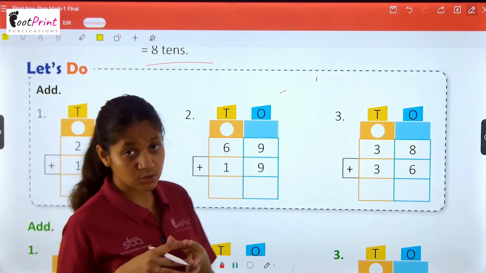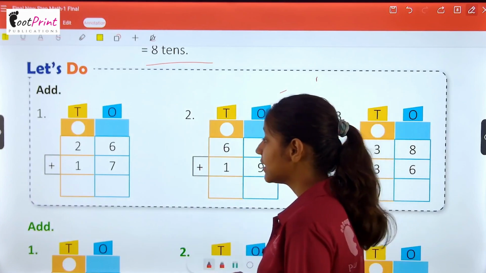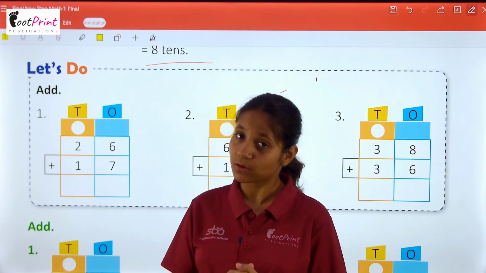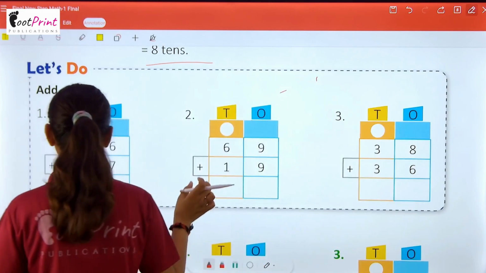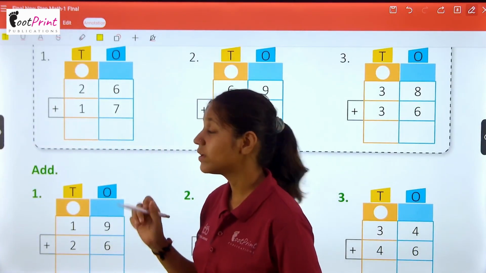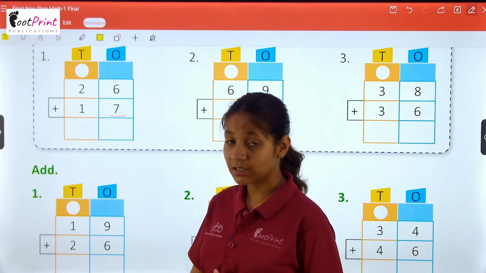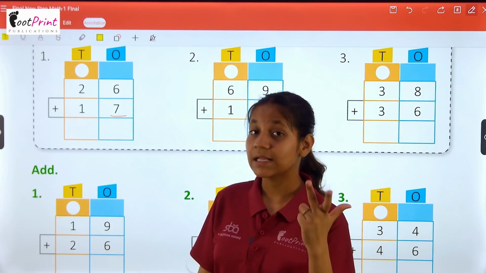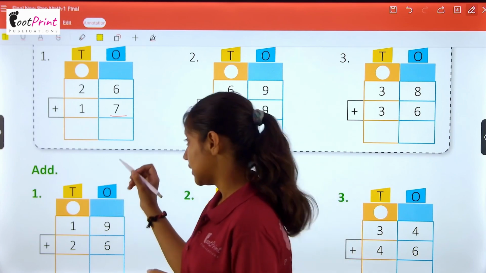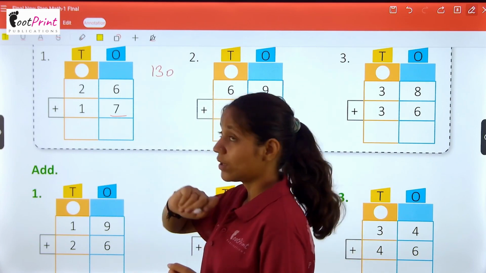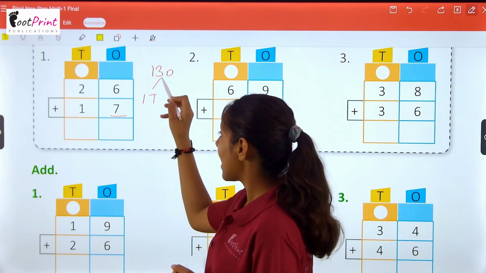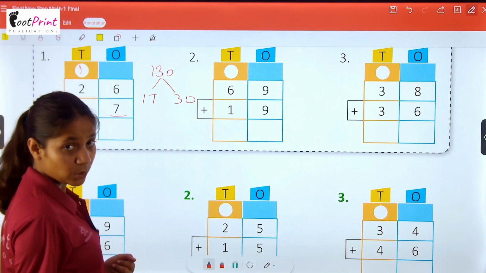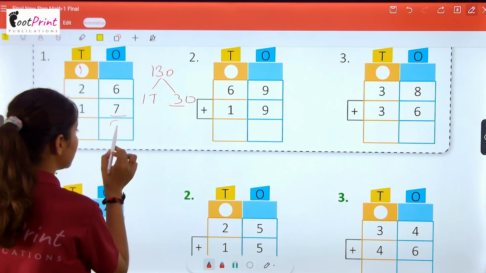Now let's do an activity. Add these numbers. So one I am doing for you and the rest of the parts you have to do on your own. So 26 plus 17. So firstly we are taking the bigger number. Now forward counting to 6. So 7, then 8, 9, 10, 11, 12 and 13. 13 ones means 1 ten and 3 ones. So we will write here 1 at the carried over place and 3 at the ones place.